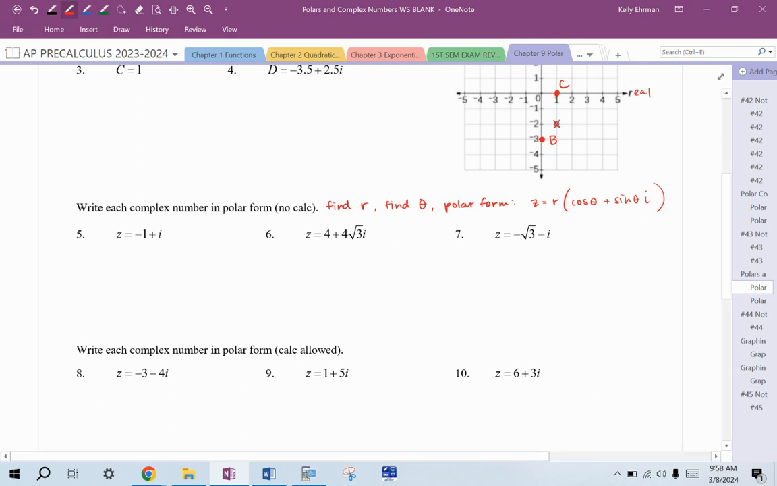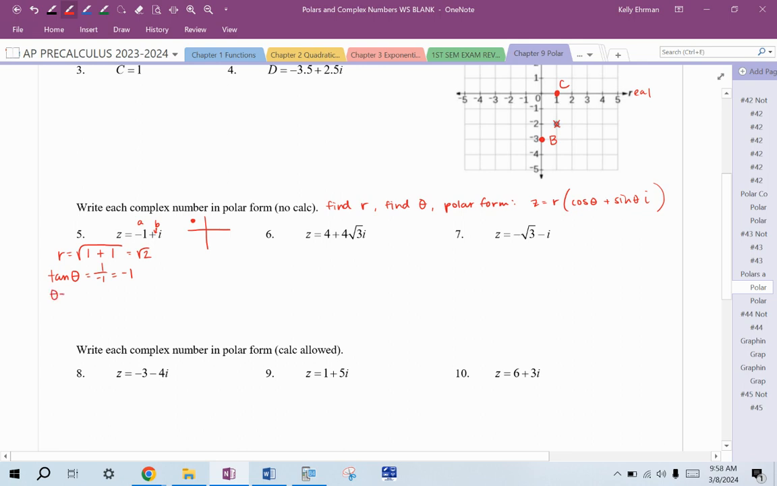Okay, so let's see. R is equal to the square root of -1 squared, which is 1, plus 1 squared, which is 1. This is A, this is B, remember? So we get radical 2. The tangent of theta is equal to 1 over -1. Tangent is equal to -1 in 2 quadrants. Let's see where this point falls. -1 plus I would be in quadrant 2.